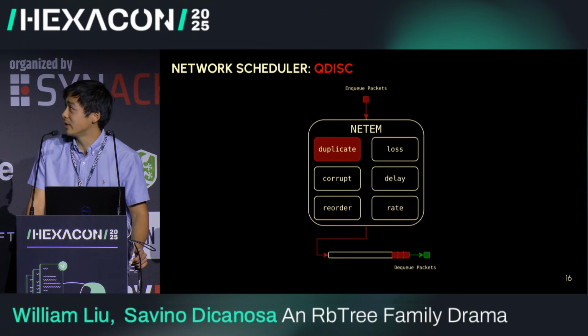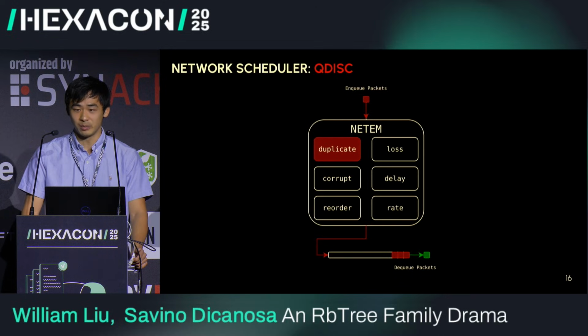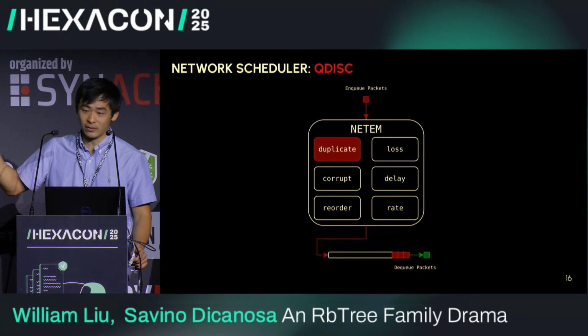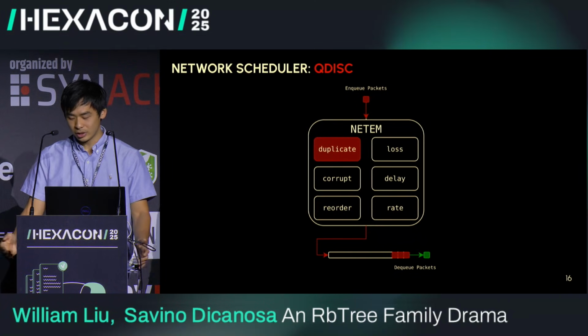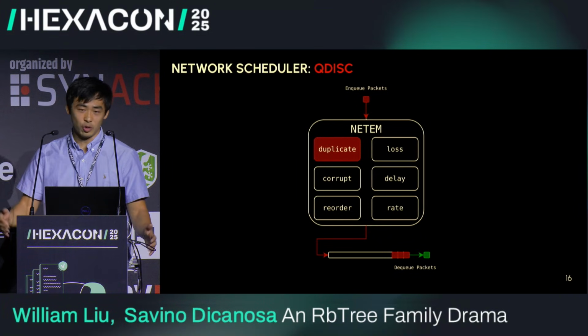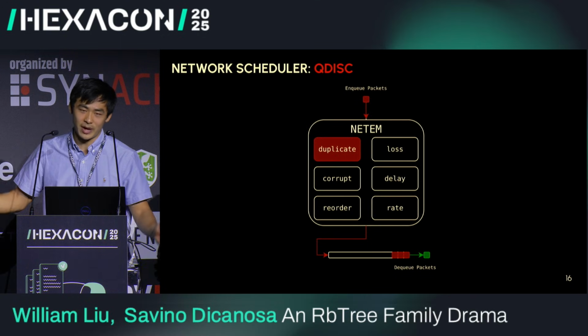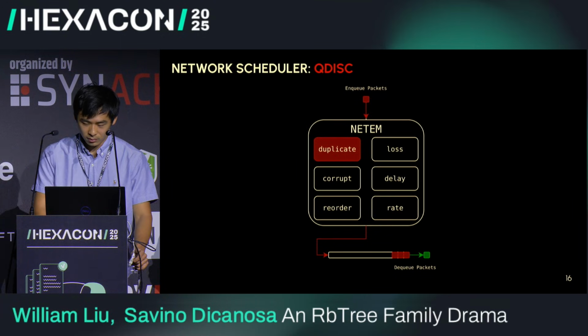The next one is netem. The code base for this is actually pretty bad. We highlighted duplicate in red because that's really important for later on. But the whole point of this is to act as a network emulator. You can duplicate packets, lose packets, corrupt them, delay them, reorder, and specify a certain rate, etc.